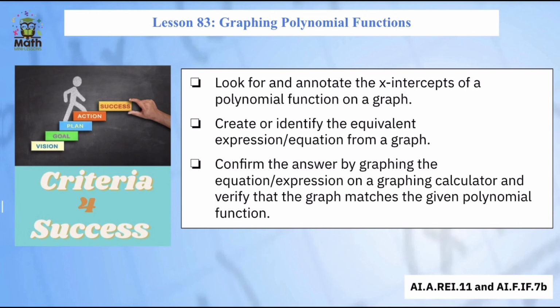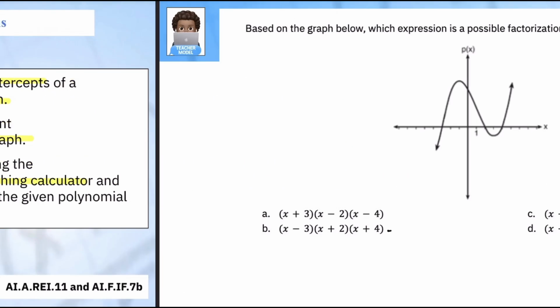Welcome to lesson 83. We're going to graph some polynomial functions. So here's what we're going to do. We're going to look for and annotate those x-intercepts of the graph. We're going to look for that in the polynomial. And then we're going to create or identify the expression or equation from that graph. So just using what we know about the zeros, we're going to try and identify what the right equation is. And then we're going to confirm the answer using our graphing calculators. So let's jump into our first problem.